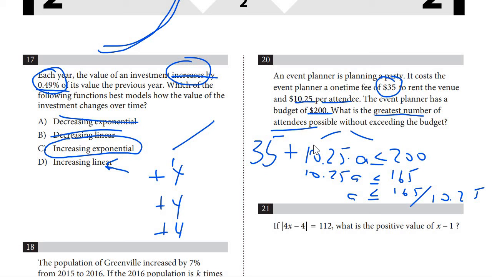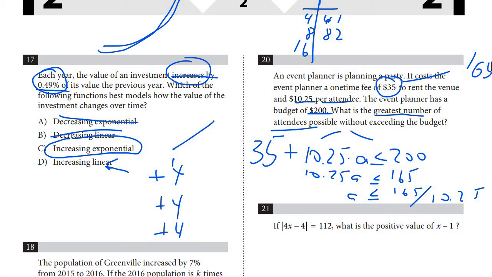So one attendee is $10.25, so 4 attendees. Make a quick XY chart. 4 attendees will cost you $41. That means 8 attendees will cost you 82. 16 will cost you, we're working our way towards 200, actually 35 less than 200, which is 165, because that's how much money we have in our budget left to pay for attendees, because 35 go towards the one-time fee.